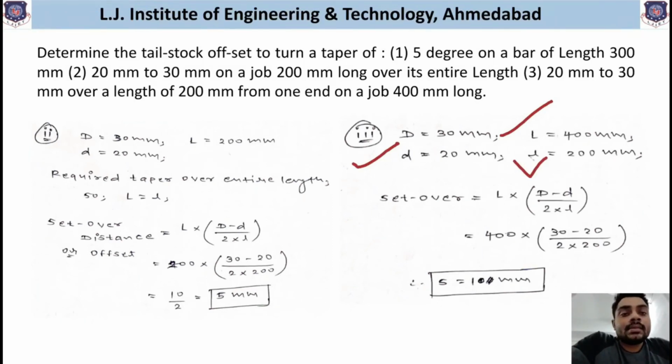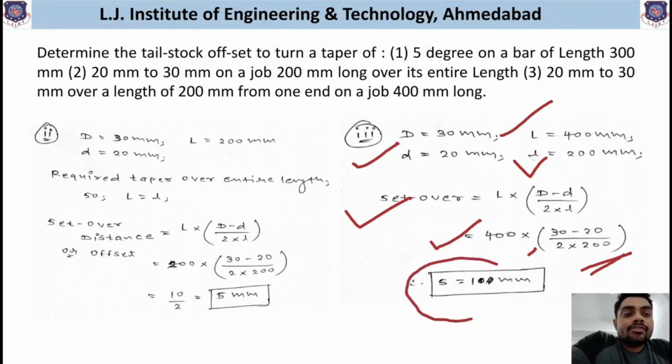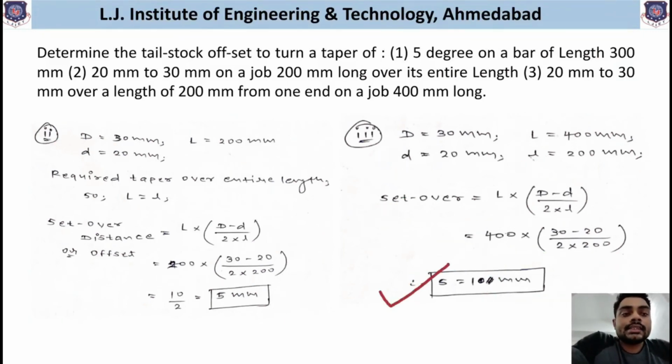So now using the same equation, set over distance is capital L into capital D minus small d divided by 2 into small l. So now just put in these values: capital L is 400, capital D minus small d is 30 minus 20, divided by 2 into small l, that is the taper required, that is on 200 mm length. So that will be 200. So now if you solve, you will get the answer, that is 10 mm. So the set over distance that is required for the third condition is 10 mm.